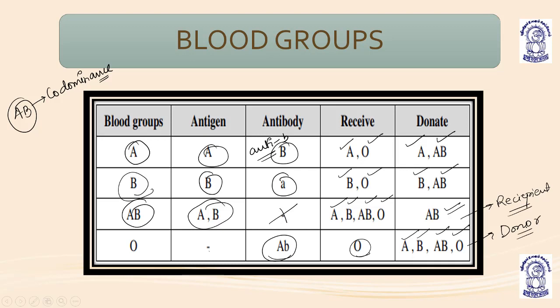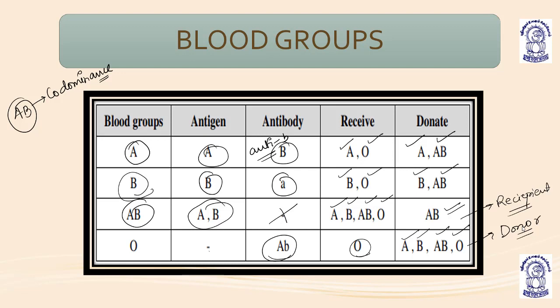Understood? So if a person has blood group A, it means antigen A on the RBC membrane and antibodies against B. So it cannot receive from B, because it has antibodies against B. It will receive from A and O. It will donate to A and AB.